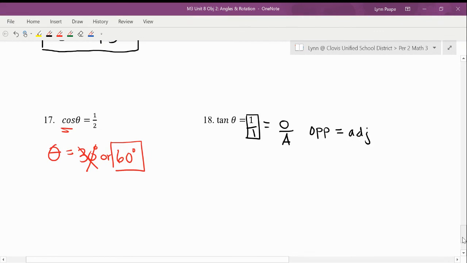This part right here, we're just looking to get you to be able to use your triangles to figure these out because you already know your special right triangles. But at some point, we're going to ask you to actually have these memorized. Okay, and that's it for right now.